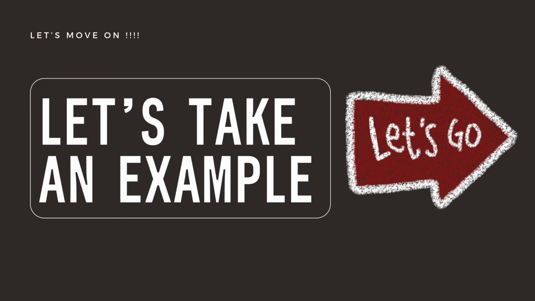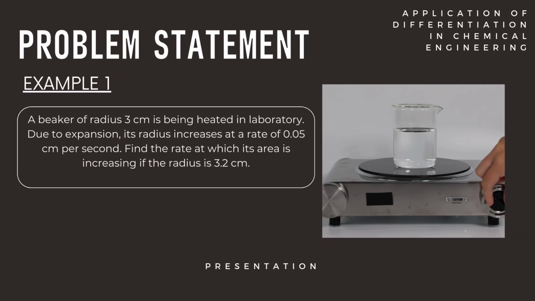This will help us understand how differentiation can be used to solve real-world problems, especially in the field of chemical engineering. Let's proceed. Here's the problem statement. We have a beaker with an initial radius of 3 centimeters being heated in a laboratory. Due to thermal expansion, the radius increases at a rate of 0.05 centimeters per second. The task is to calculate the rate at which the area of the beaker is increasing when the radius reaches 3.2 centimeters. This problem is an application of differentiation in chemical engineering and is a great example of related rates.